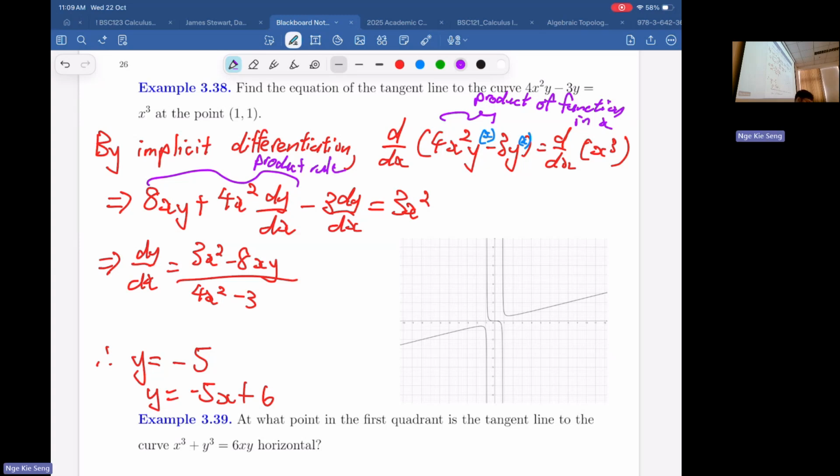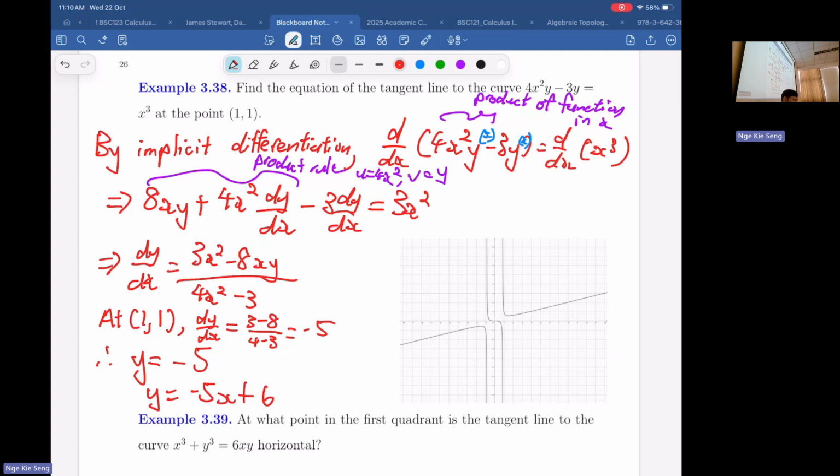So what's your product rule? u equals 4x squared and v equals y. So this is your product rule. You want to evaluate at (1, 1). What is your dy/dx? You just substitute x equals 1, y equals 1. You should get (3 minus 8) over (4 minus 3), which is -5.